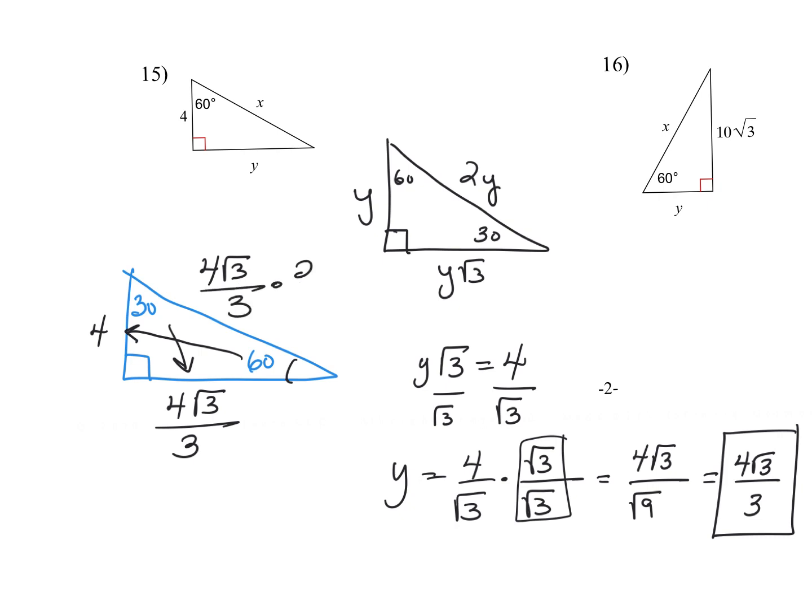And when we do that, we just multiply fractions, multiply straight across. Now 4 times 2 is 8, and we can't do anything with the square root of 3. So that would be the value of my hypotenuse.